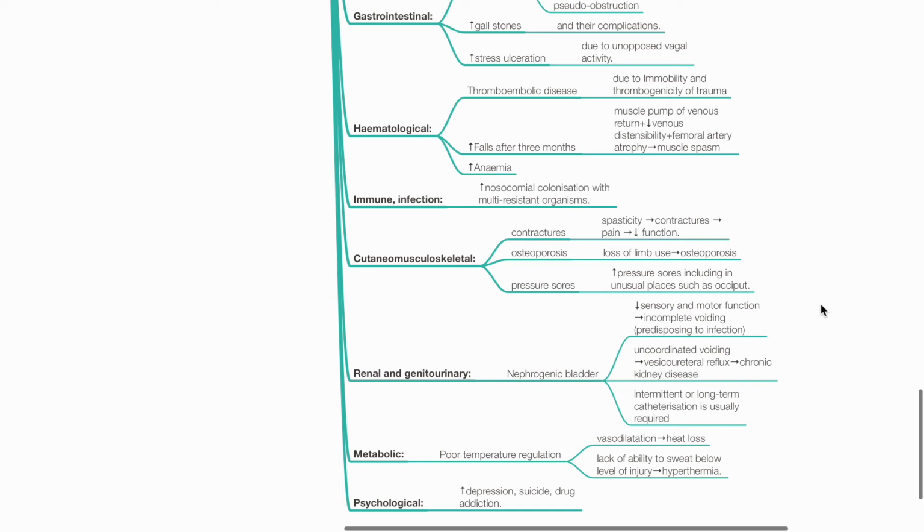Poor temperature regulation may occur due to vasodilation, which leads to heat loss, and lack of ability to sweat below the level of injury leads to hypothermia. Psychological problems include depression, suicidal risk, and drug addiction.